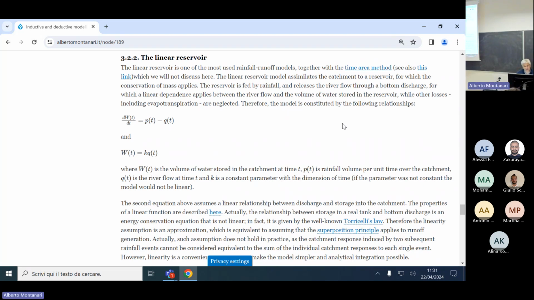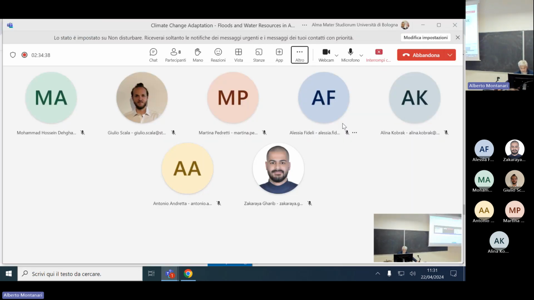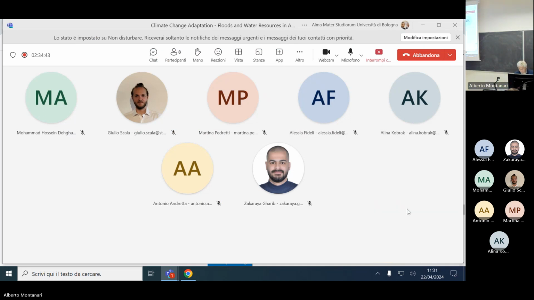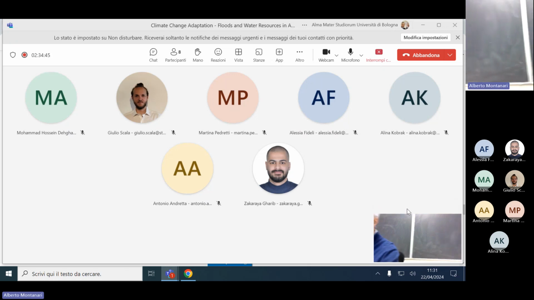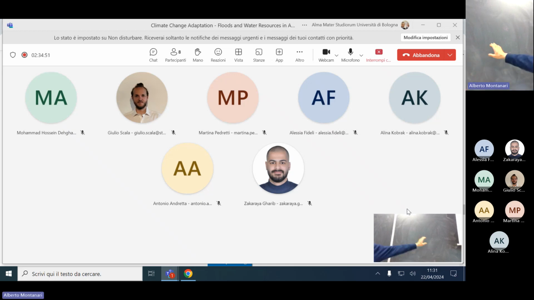So if we assimilate the catchment to a reservoir, let me just make a sketch over the blackboard. And let me just see if the camera, I need to change the camera, 1 second. Okay, here it is. Okay, so I think, let me see. Okay, this is the blackboard. Let me make a sketch here.